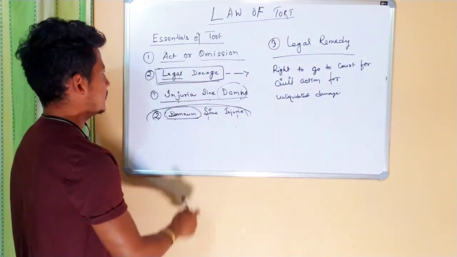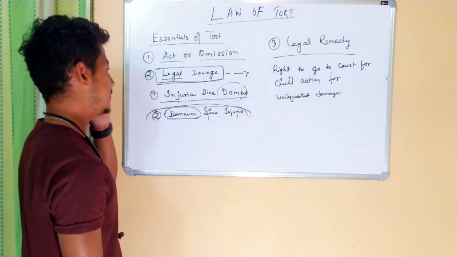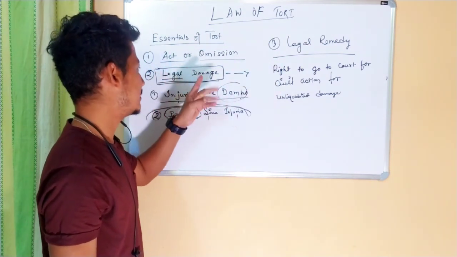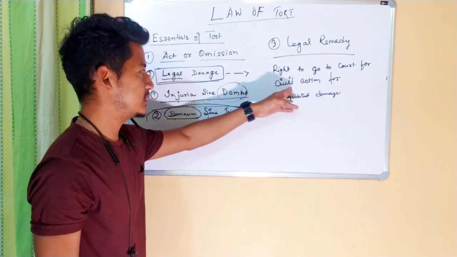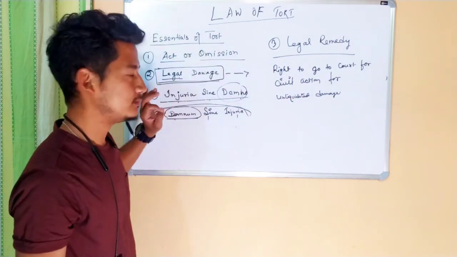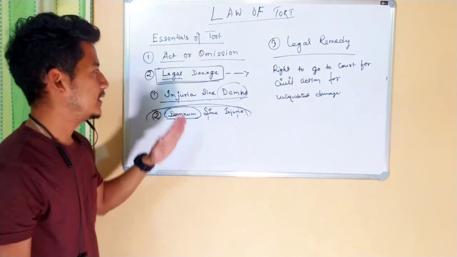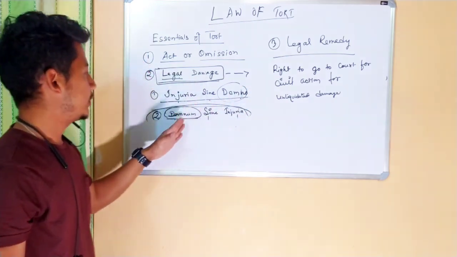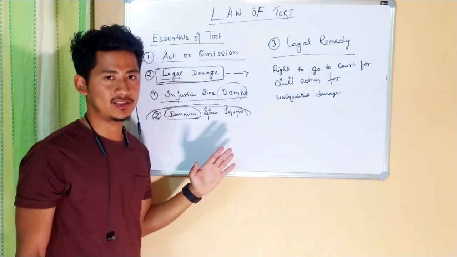So in order to constitute a tort, there must be an act or omission, and there must be legal damage, and legal damage means injuria sine damno. Once the person has suffered legal damage, he has the right to go to the court for civil action for unliquidated damages. If these three conditions are satisfied, then you can say the wrong suffered by the plaintiff is a tort. And in case of tort, the remedy is always unliquidated damages. I hope I could make you clear about what is the law of tort and what are the essentials of the law of tort.